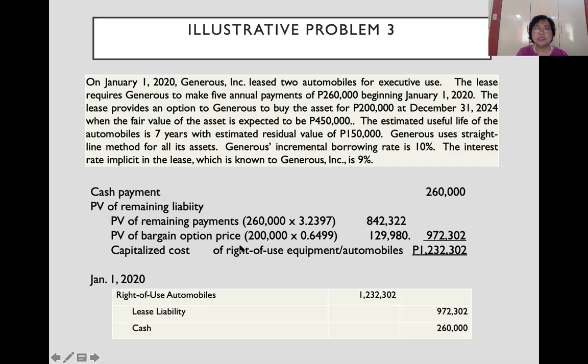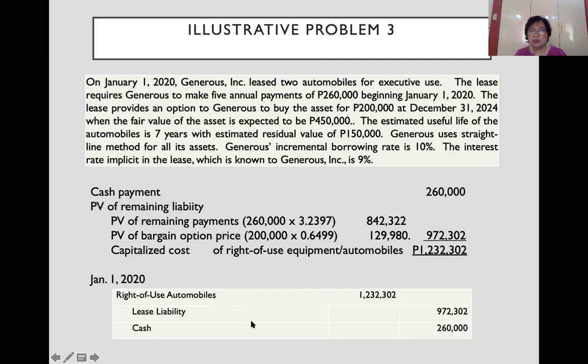Therefore, how do we compute? Your cash payment is $260,000. The present value of the remaining payments for 4 more periods is $842,322. And then it is expected that Generous will pay the bargain option price of $200,000 at the end of the 5-year lease term. Therefore, similar to guaranteed residual value, this is also capitalized. So your capitalized cost is $1,232,302, and that your present value of the lease liability also includes the present value of the bargain option price.